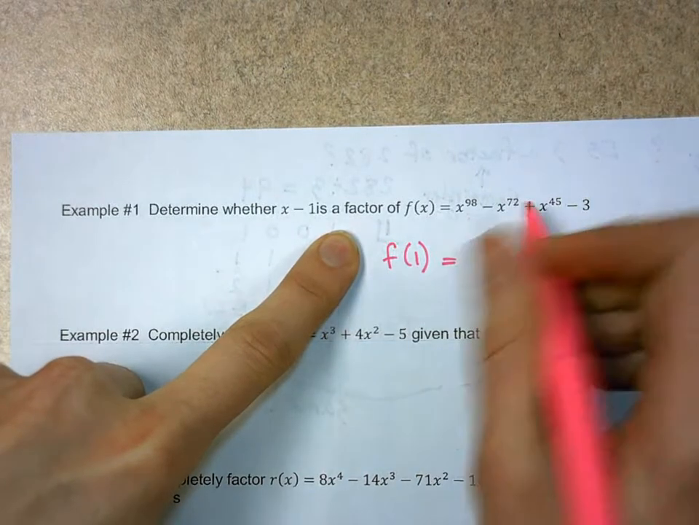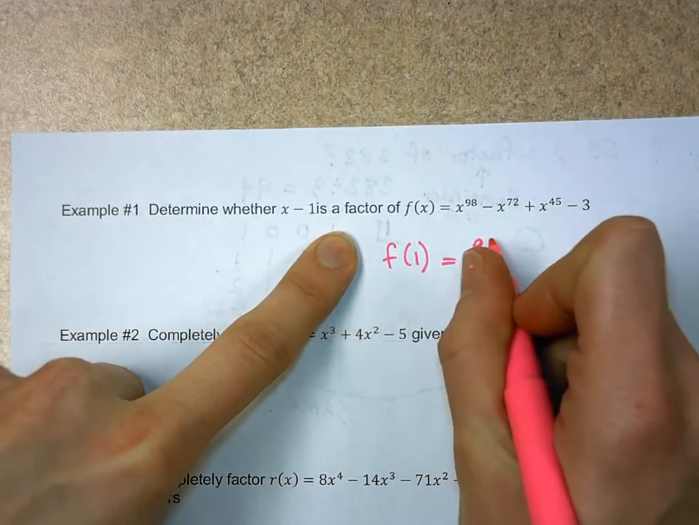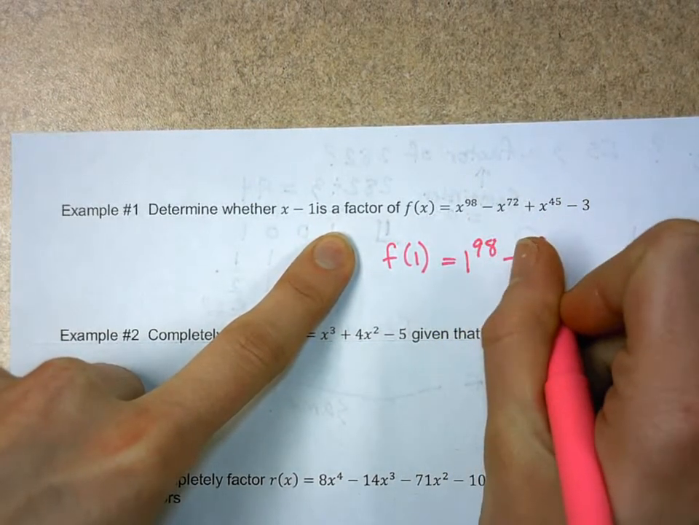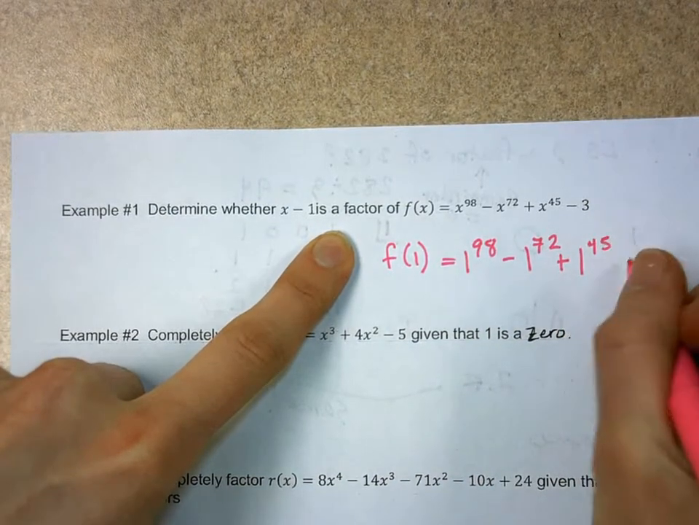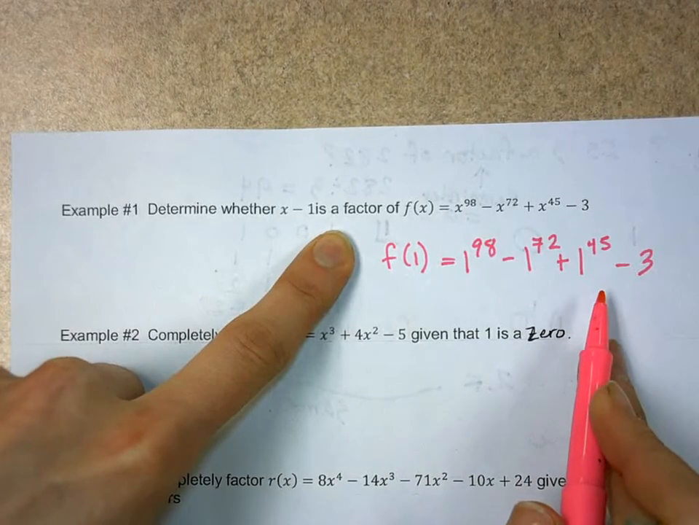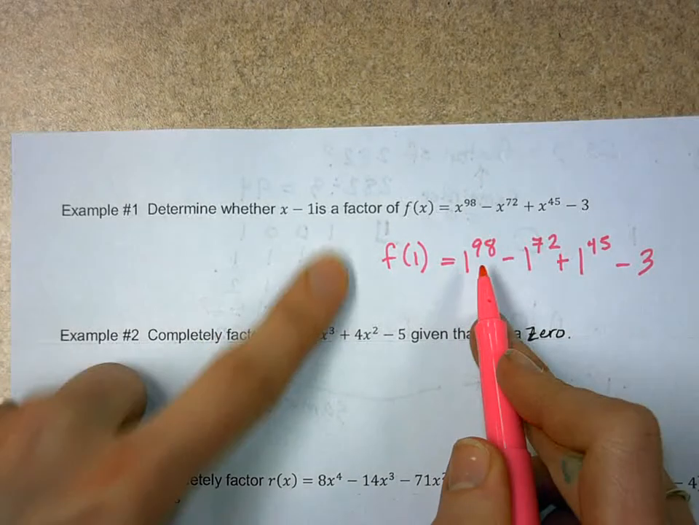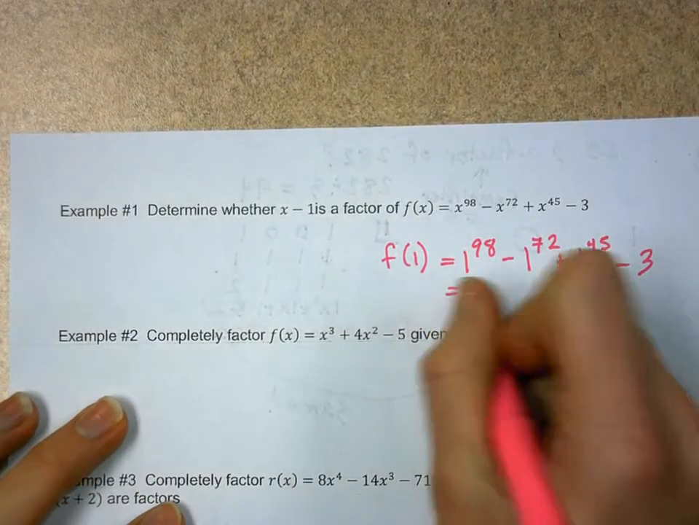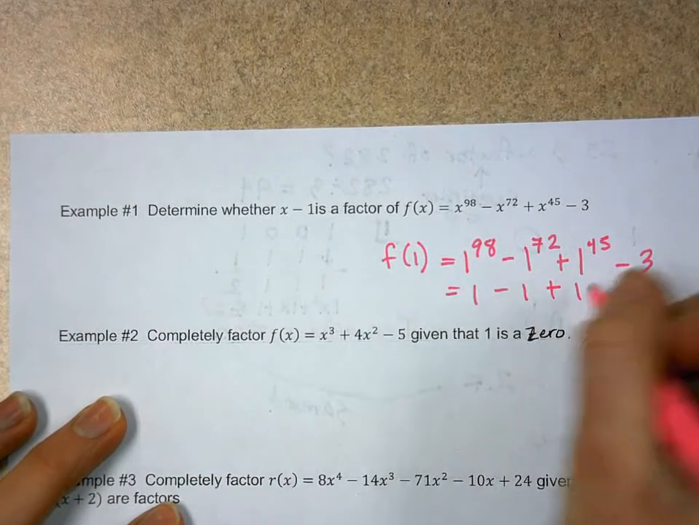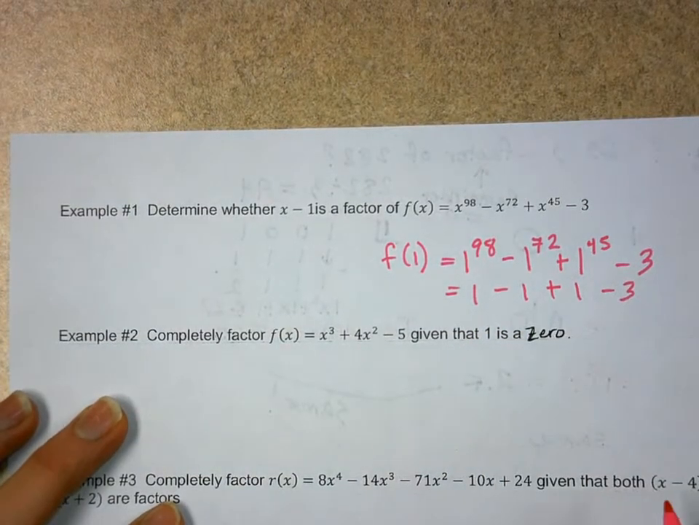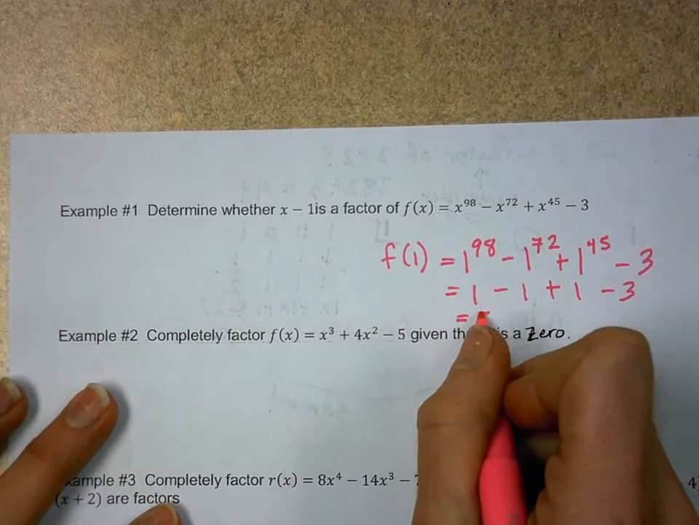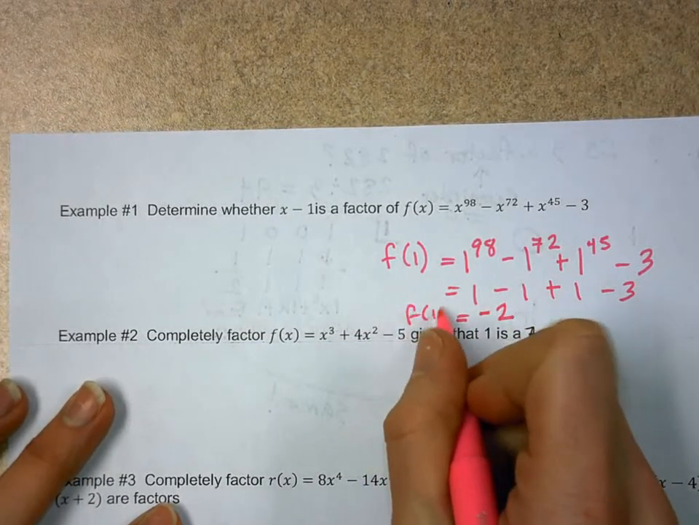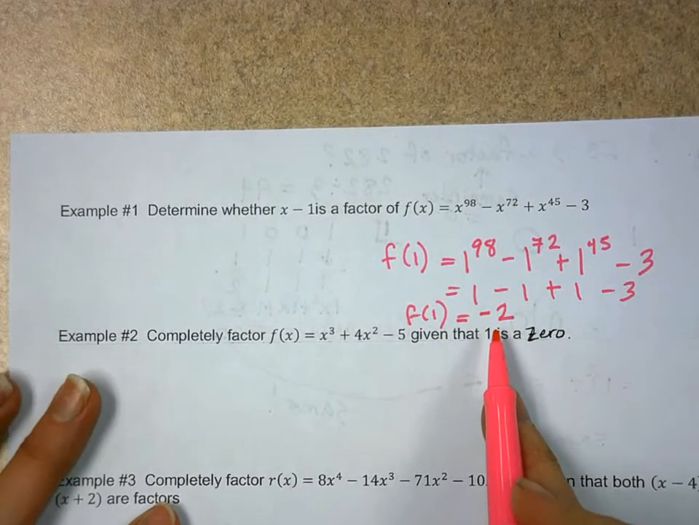So I would go ahead and plug that in, and I have 1 to the 98th minus 1 to the 72nd power plus 1 to the 45th power minus 3. What's 1 raised to any power? 1. So I have 1 minus 1 plus 1 minus 3. Gives me 0 plus 1, which is 1. 1 minus 3 is equal to negative 2. So this function at 1 is equal to negative 2.